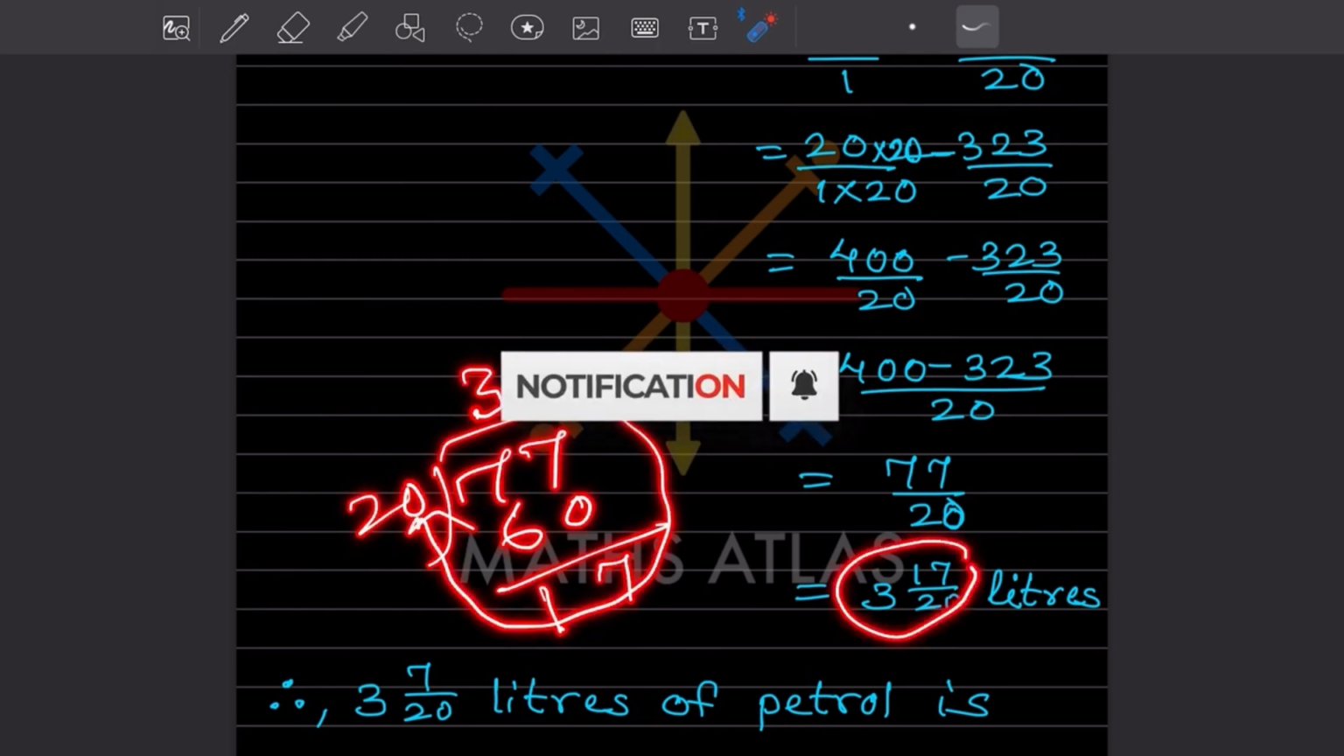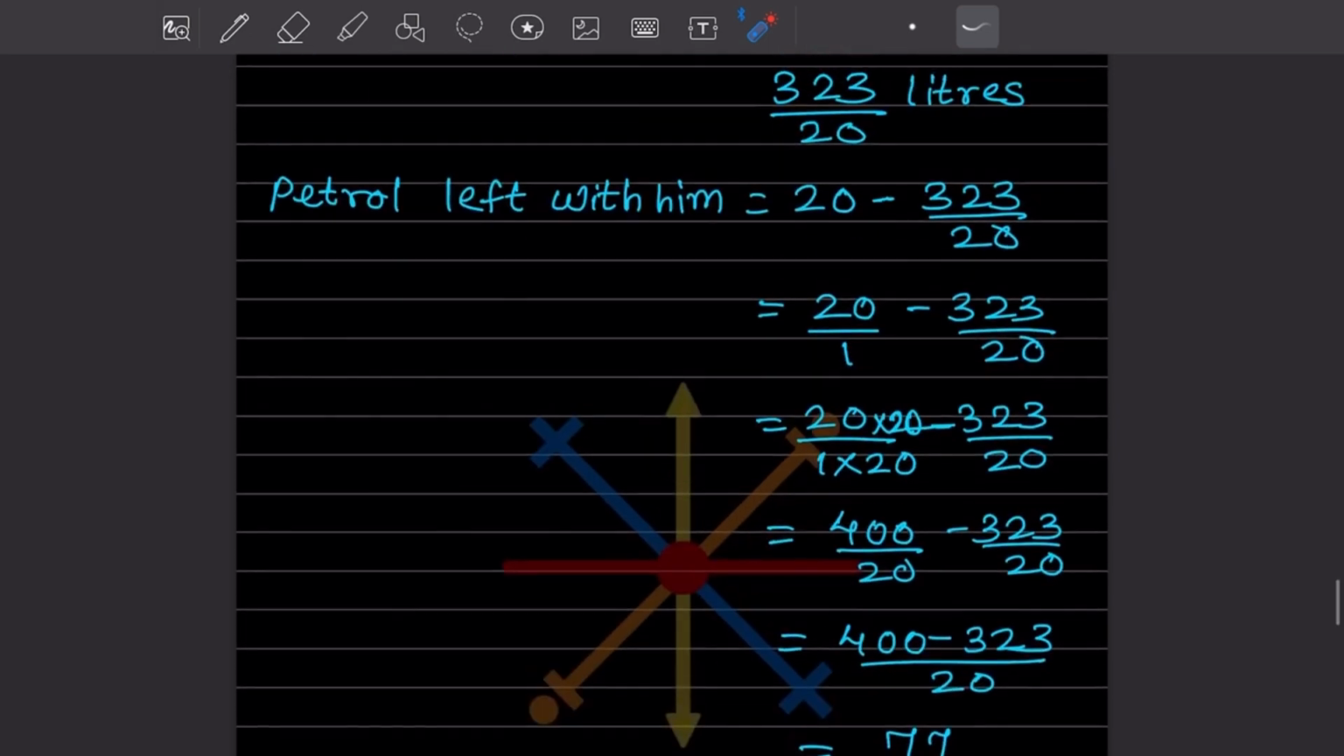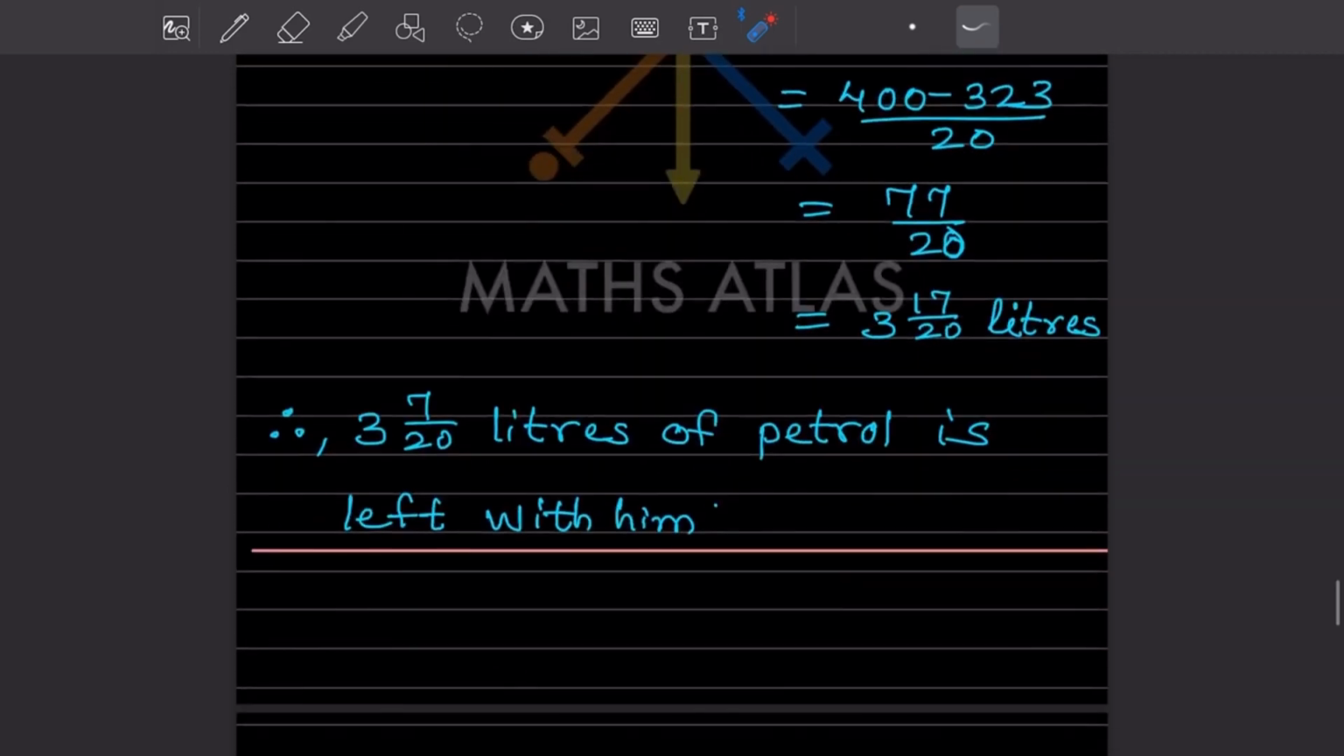This is what is given over here. So what did they say? Petrol left with him is this one. Whenever you are writing these word problems, better to write this statement. Therefore, 3 integers 17 by 20 liters of petrol is left with him.